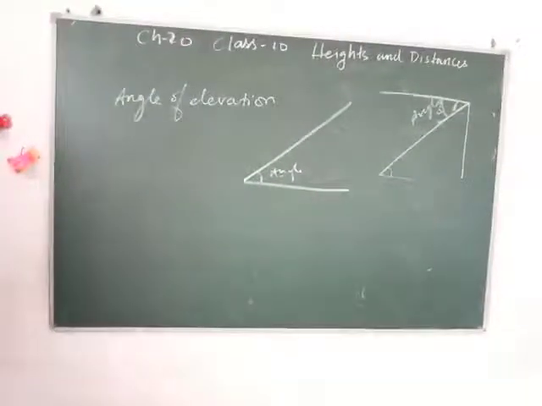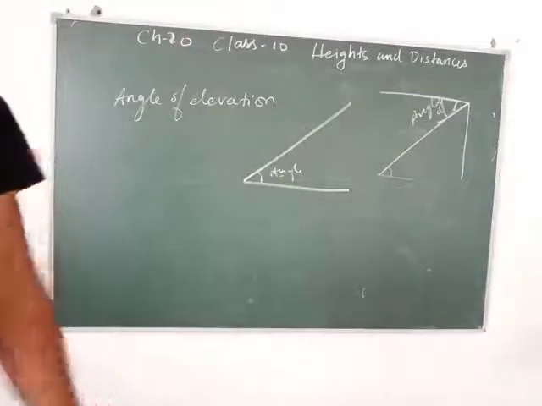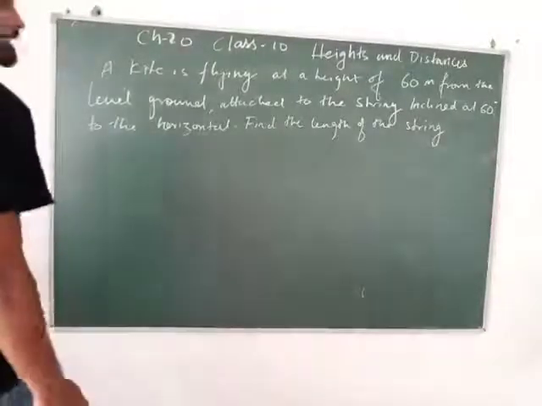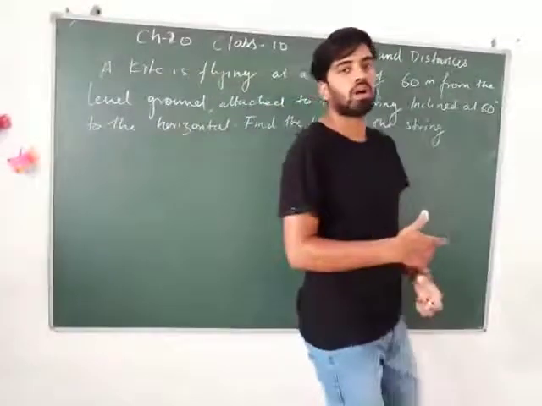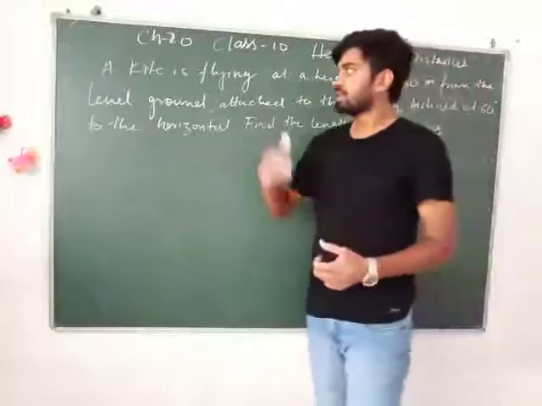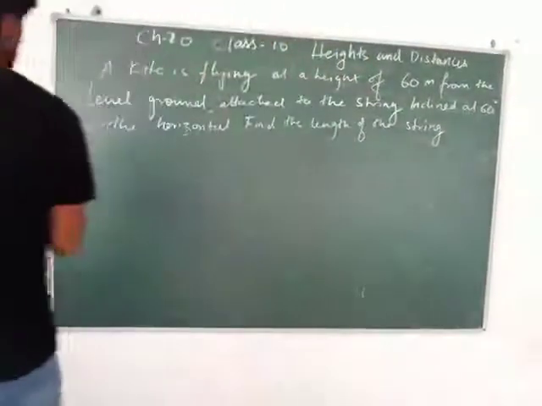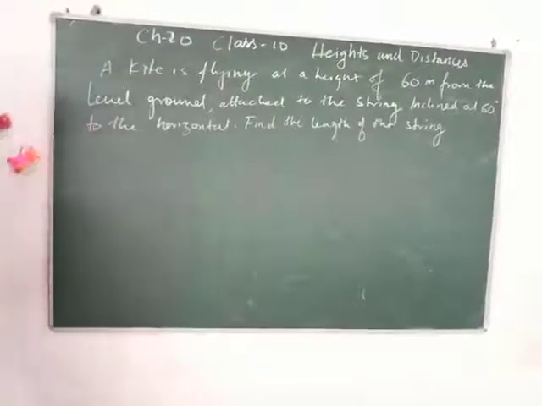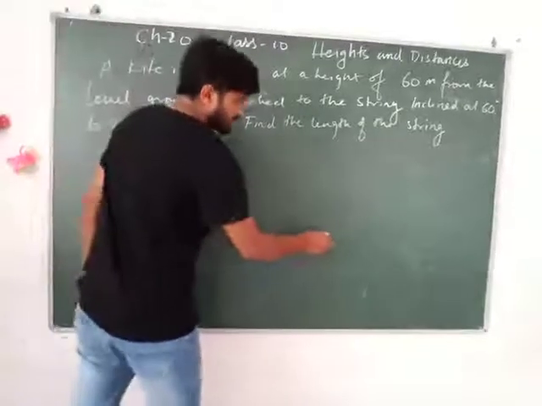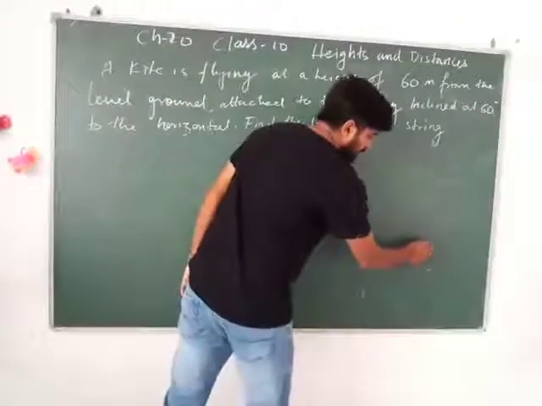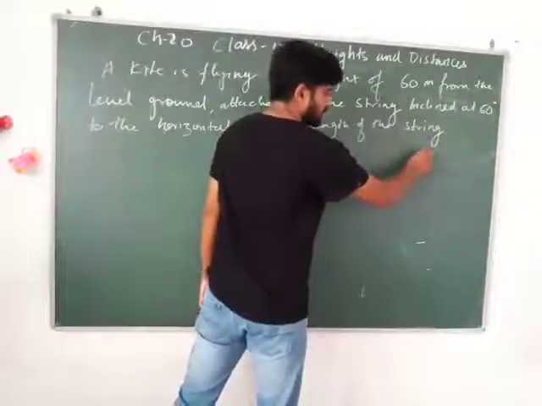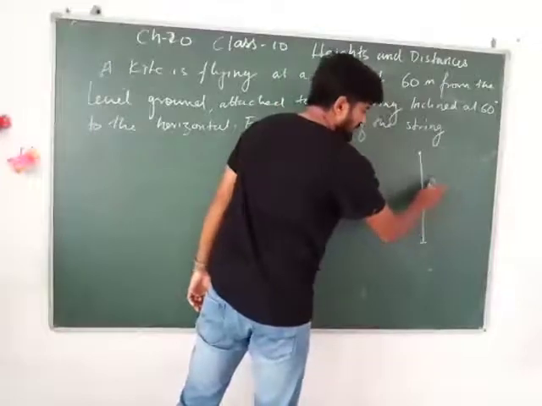Just keep this in mind, then we'll try doing some questions. Let's have a look at making one example. How does height and distance work, or how is trigonometry connected with the height and distance part? Okay, let's see an example. Here's an example on the board. If you guys can read it for me and read it for yourself also. A kite is flying at a height of 60 meters from a level ground, attached to a string. So this is the level ground, and the kite is flying at how much height? 60 meters. The kite is over here. Level ground is 60 meters below.